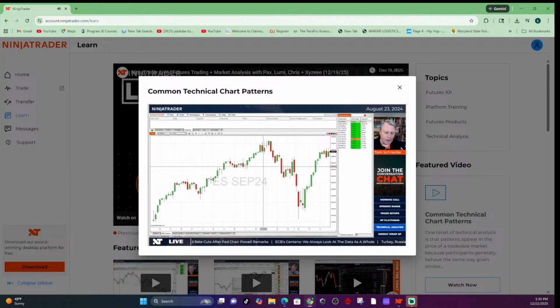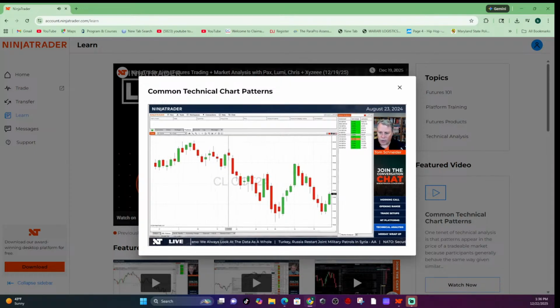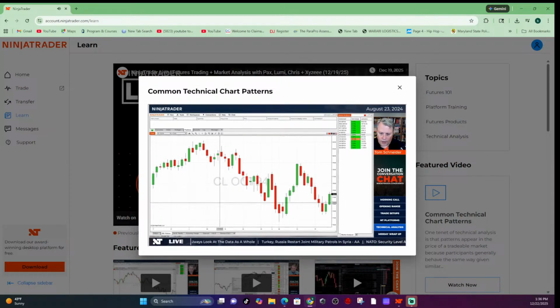And I've tried to identify some charts that have these examples. They're not always easy to find. You're not going to find them all the time. But when you find them, you just want to know what's being anticipated. So let's talk about the double bottom in this case.